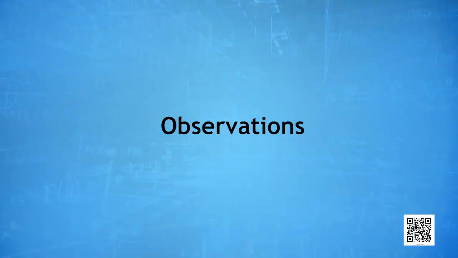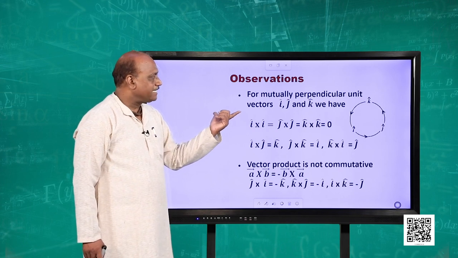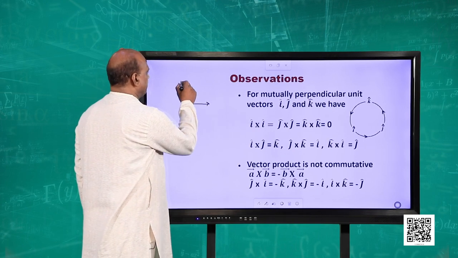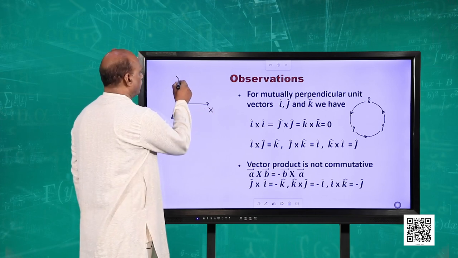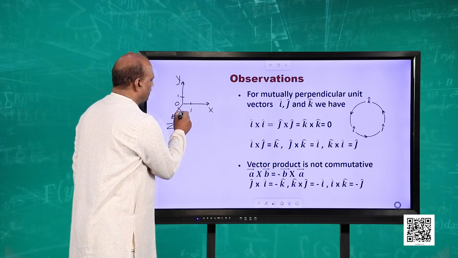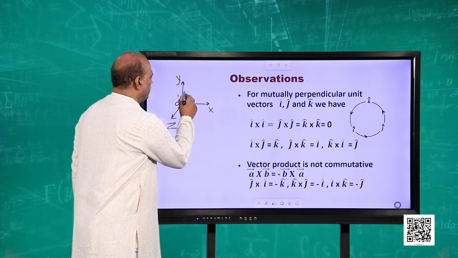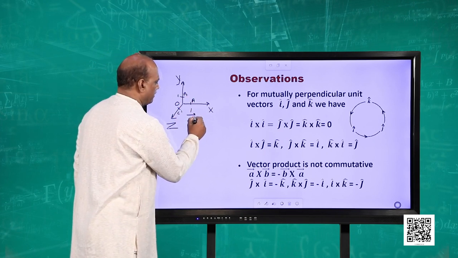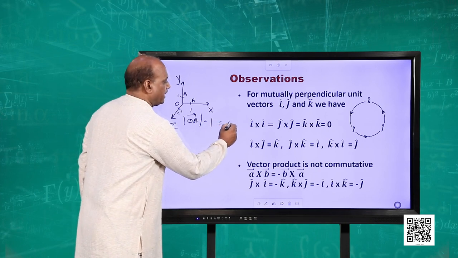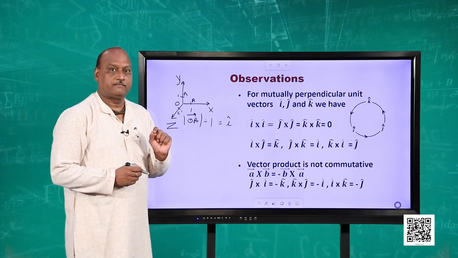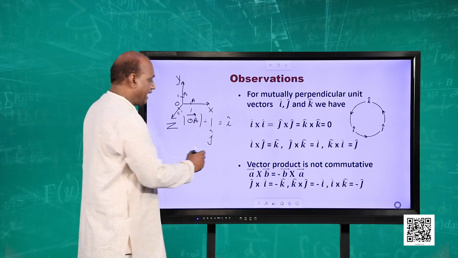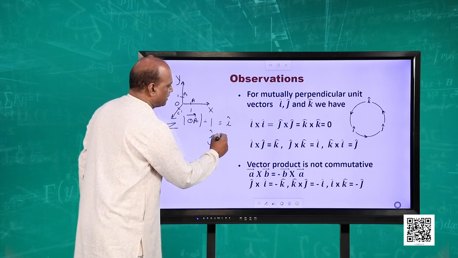Let's see more observations, for mutually perpendicular unit vectors i, j and k. So what are i, j and k? We know in 3D we have x, y and z axes. Take distance from origin 1, 1 and 1, points A, B and C. Magnitude of OA is 1, which means OA is i cap, a unit vector with magnitude 1 on the x axis. On the y axis we have j cap, and on the z axis we have k cap.